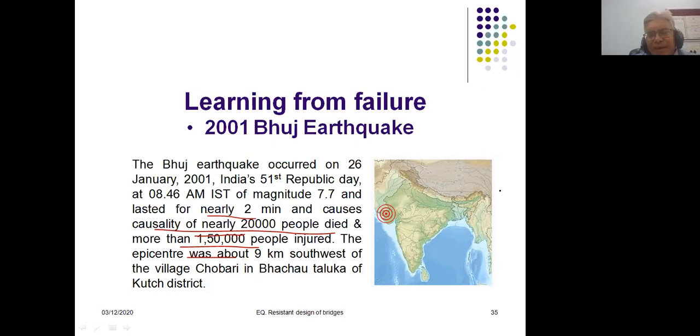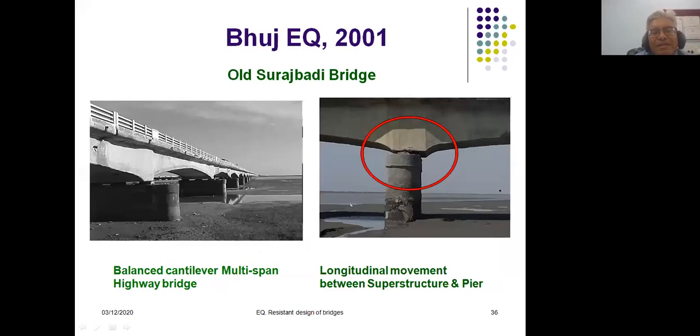So this event has given a lot of lessons to us to make earthquake resistant bridges, and we can see what defects were there on the bridges. First, we can start with the connecting link of Saurashtra to Kutch, the old Surajbadi bridge. There are two bridges. One is known as the old Surajbadi bridge and another is the new Surajbadi bridge. It is a balanced cantilever kind of multi-span highway bridge.